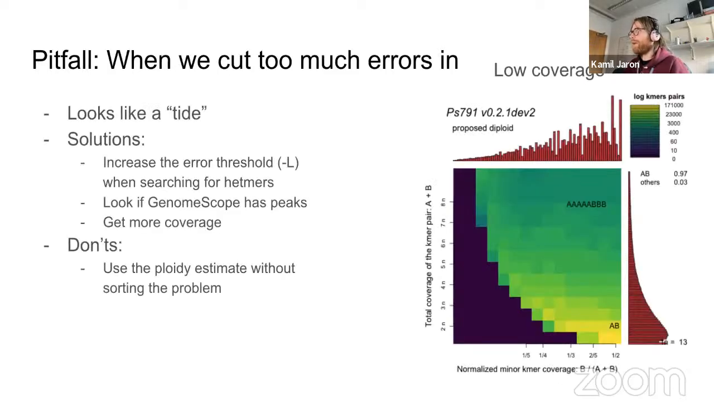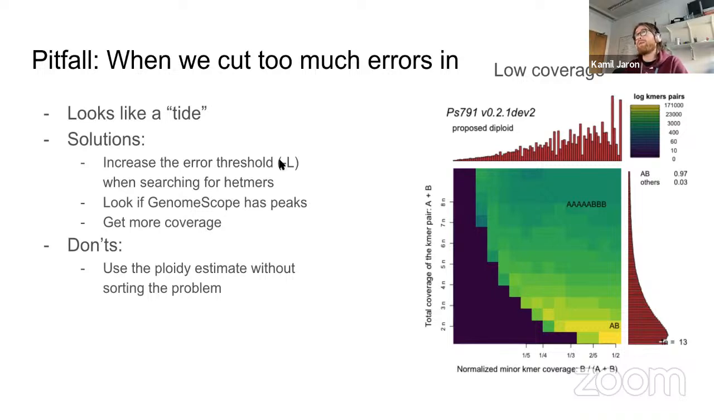So I will finish with showing a few things that can go terribly wrong. If you have this kind of plot that is just brightest at the very bottom and looks like a tide wave, that just means that you had by far too many errors in your k-mer pair search, and basically you see absolutely nothing of your genome. This practically means that you have an unusable data set with the L you chose.